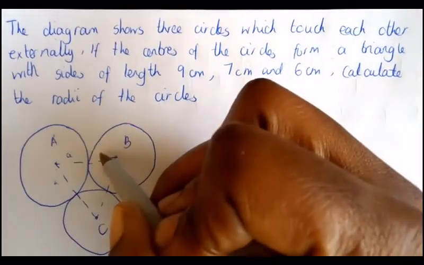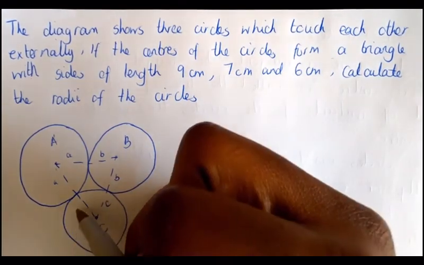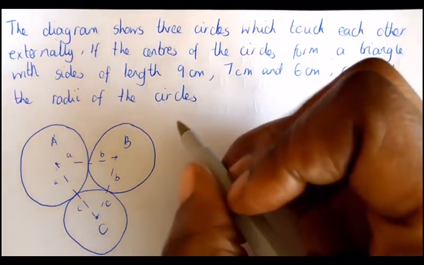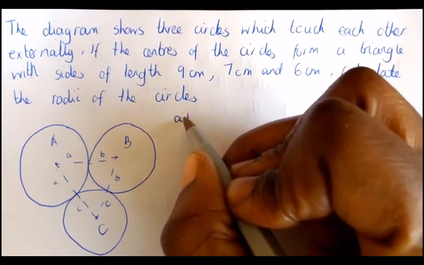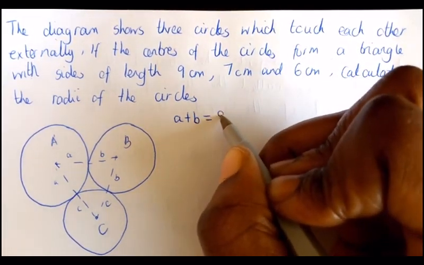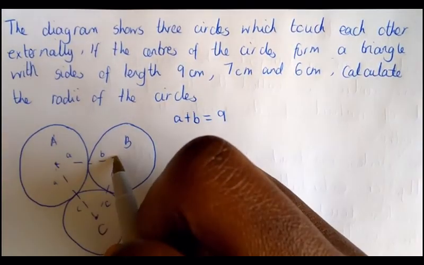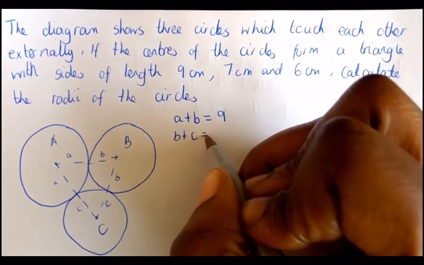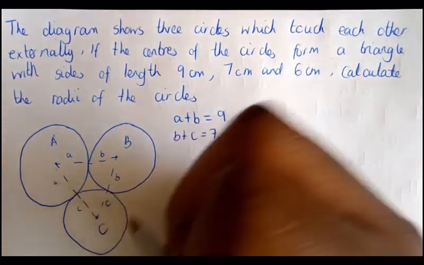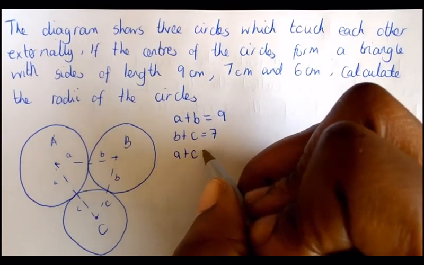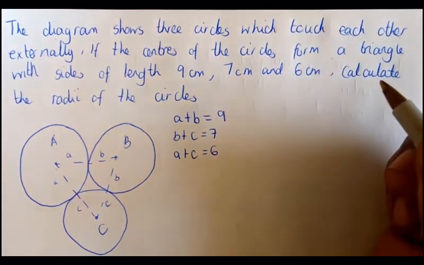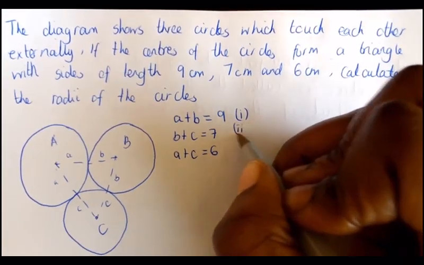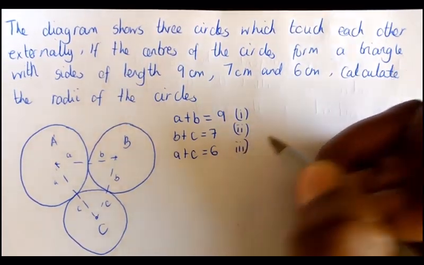This is A, this is A, and this is B, and this is B, this is C, and this is C. So the first thing that we do is we write the equations. It's A plus B is equal to 9. This is 9 centimeters. B plus C is equal to 7. This is 7. And A plus C is equal to 6. So first, we name these equations: this is equation 1, this is equation 2, and this is equation 3.